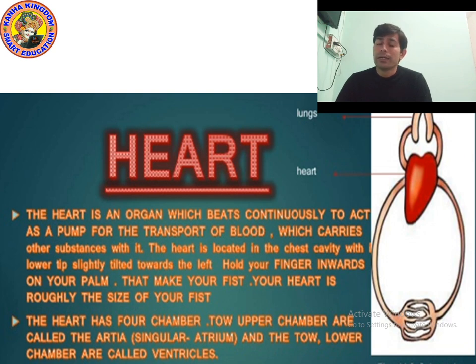Arteries have thick walls while veins have thin walls. And there are valves present in the veins, which allow blood to flow only towards the heart.